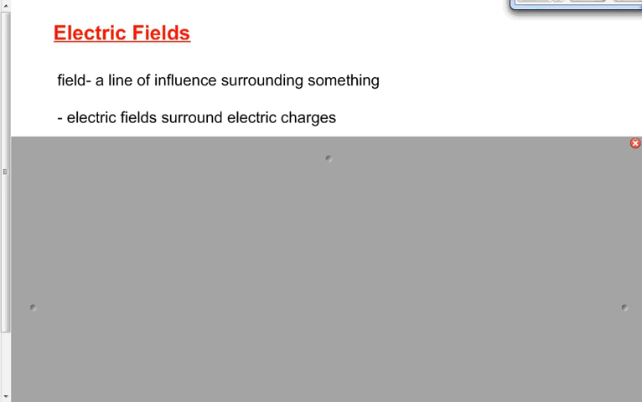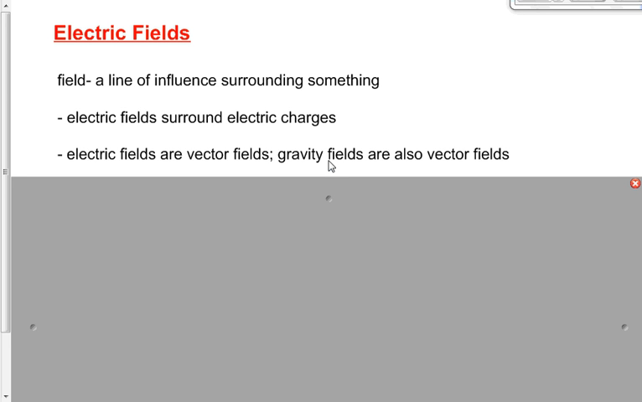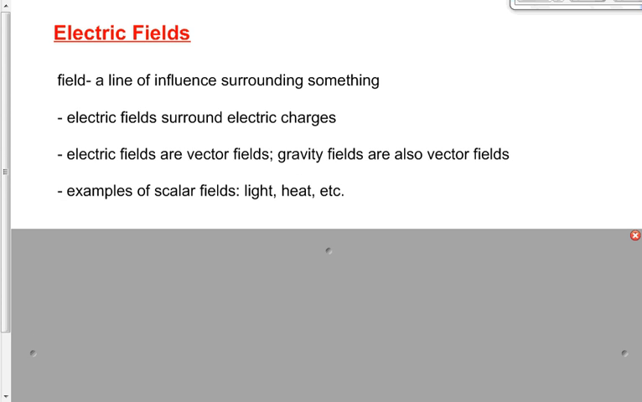A gravity field is a vector field. Similarly, an electric field also influences things, not in random directions, but in a particular direction. An electric field is also a vector field. It also has a direction associated with it, as opposed to something like a light field or a heat field. Light influences us, heat influences us, but not in a particular direction. So something like a light field or a heat field would be good examples of scalar fields. Things that influence, but in no particular direction.